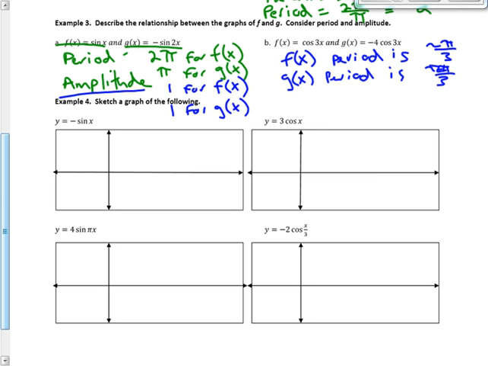The second part, for f of x, the amplitude is the number in front of the cosine, which is a 1. And for g of x, the amplitude is the number in front of the function, with absolute value. So negative 4, absolute value of negative 4 is 4. And so g of x is going to be taller than f of x. They're going to have the same period, so the graphs are going to look the same, except that one's going to be taller than the other one. So we'll again take a look at those graphs here in the next video.